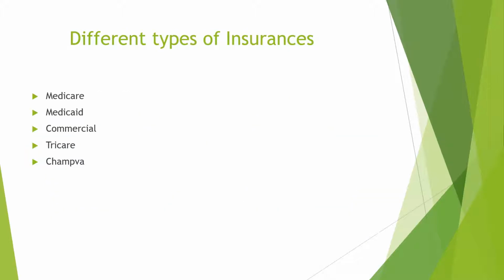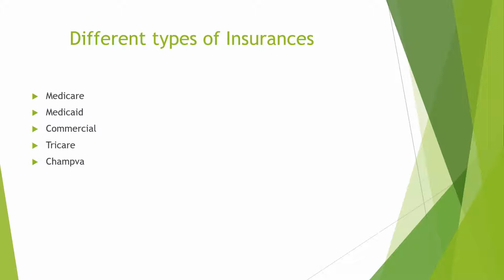So in the next part of our training, I would like to talk about the different types of insurances. There are tons and tons of different types of insurances, but we're just going to pinpoint the main insurances that we deal with on a daily basis. So we have our Medicare, which is one of our biggest payers. We have Medicaid. We have commercial insurance, which will be things like your United Healthcare, AARP, and it's your private payers pretty much. You have your TRICARE and you have your CHAMPVA.